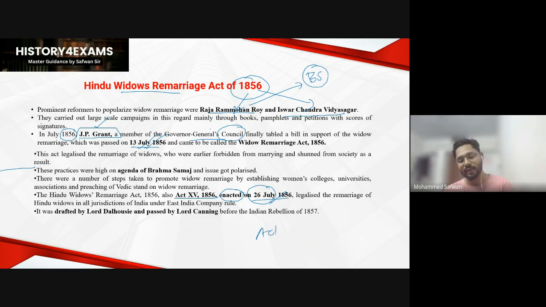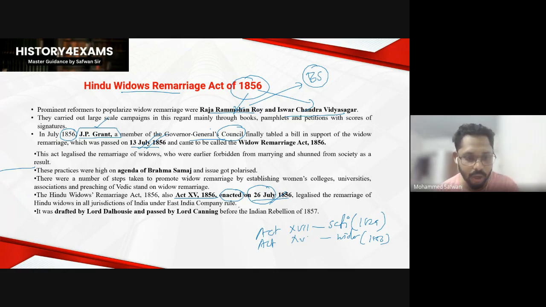We have discussed Act 17 as Sati, in bracket you can say 1829. And this is another act, Act 15, called Widow Remarriage 1856. This is the basic information that you have to understand. And it was drafted by Lord Dalhousie and passed by Lord Canning.